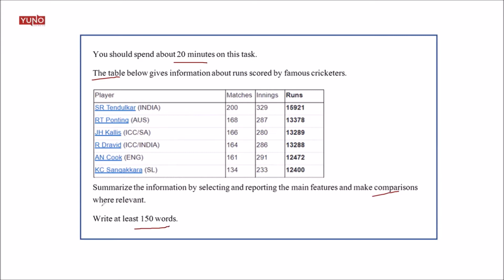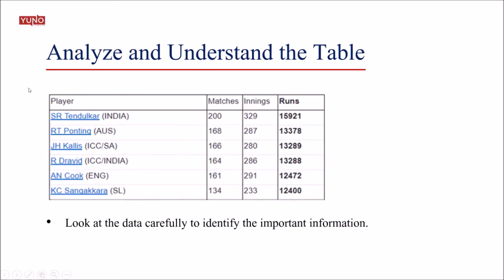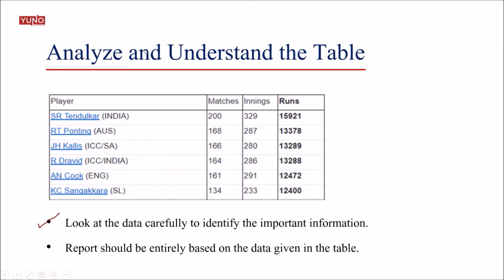So the table gives information about runs scored by famous cricketers, right? Now the first and the most important step before writing the summary is to analyze and understand the data given in the table, isn't it? Without understanding what is given in the table, you won't be able to write about it. So you have to look at the data carefully to identify the important information. One more thing I want to add here is your report should be entirely based on the data given in the table. You're not supposed to use your general knowledge or provide your opinion, right? So let's analyze this table.